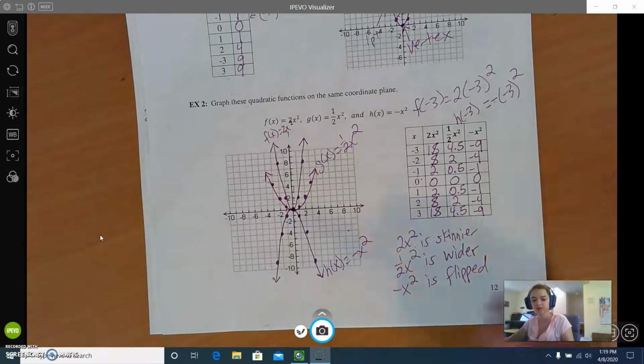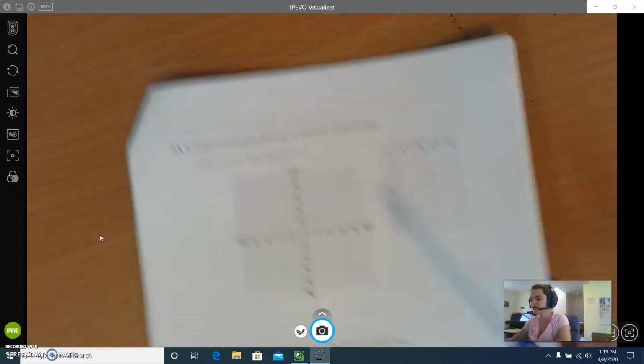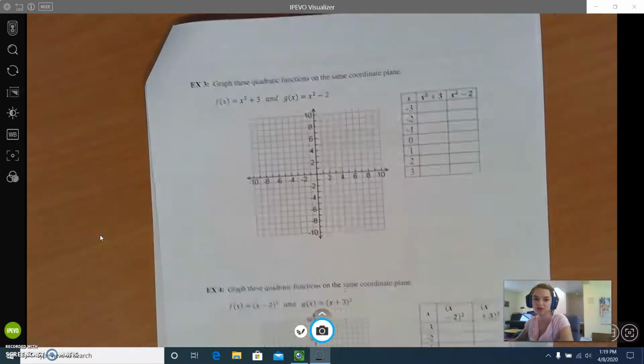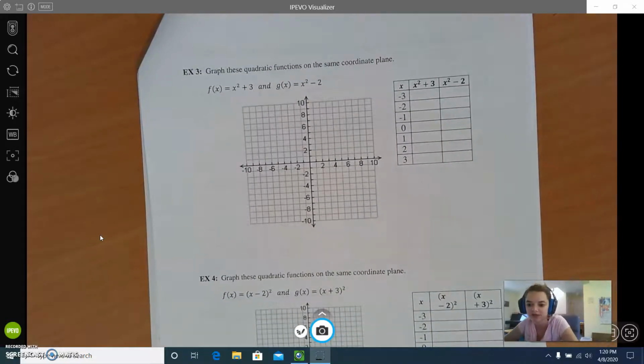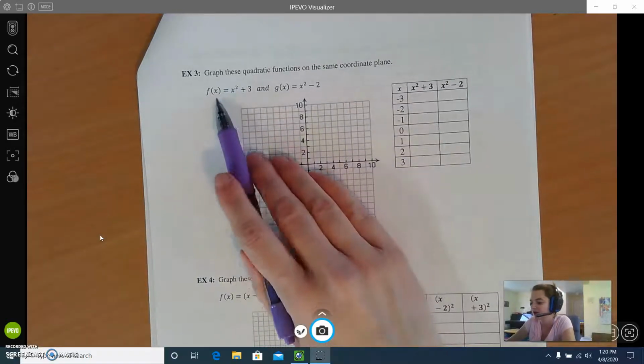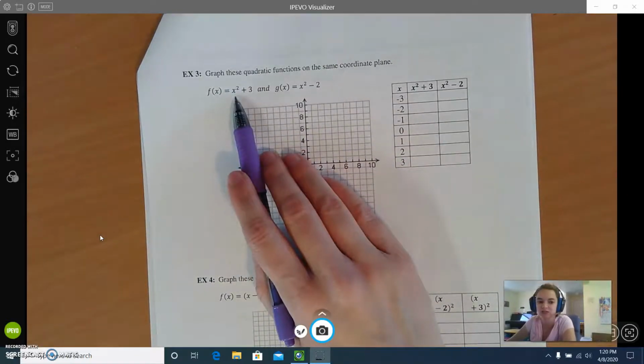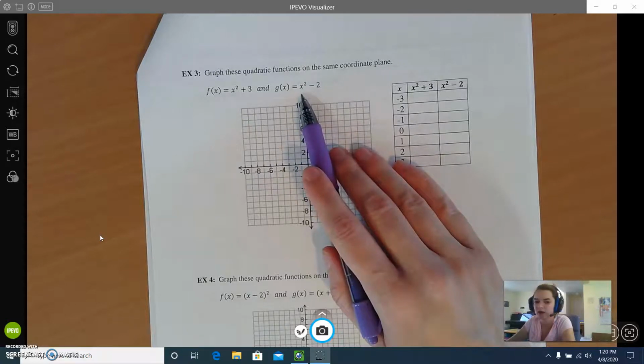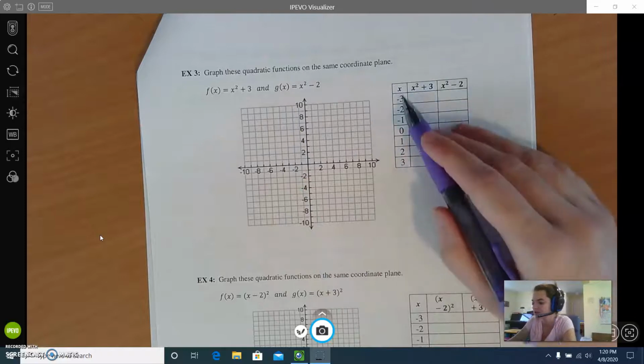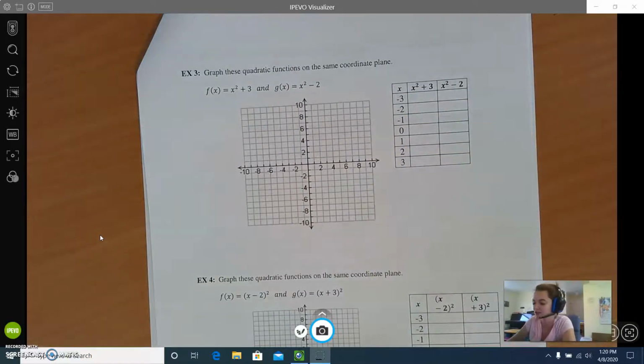The next thing that we're going to look at is what if we have an x squared graph and we add or subtract something at the end, okay? What does that do to our graph? So I've got two of them for you. F of x is x squared plus 3. G of x is x squared minus 2, and let's see what happens, okay? So I'm using the same x values again, and let's see what happens there.